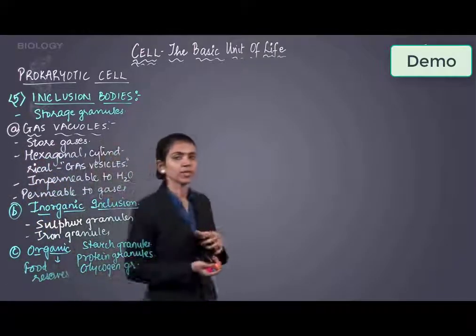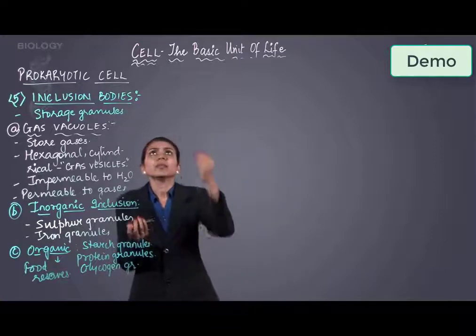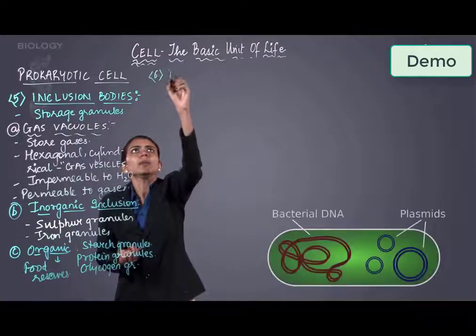Going on to the next structure in the prokaryotic cell, which are the plasmids. So number 6 will be plasmids.